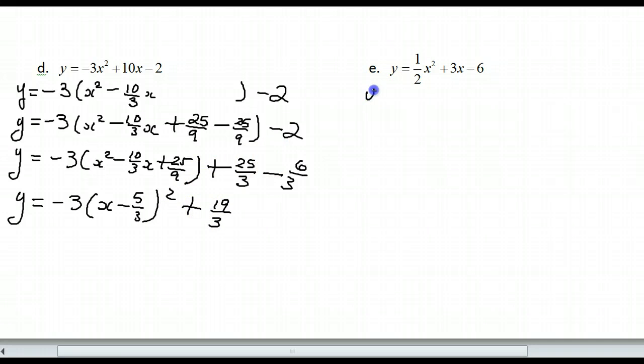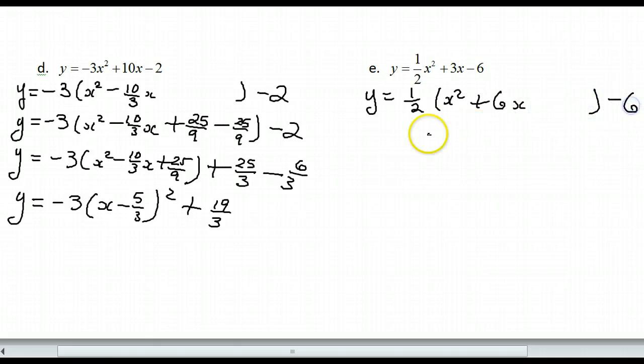Last one. Y equals 1/2 x squared plus 3x minus 6. Okay, now what do we multiply a half by in order to get 3? So, 3 divided by a half will be 6. So plus 6x. Leave some space, minus 6. Equals 1/2. Okay, we're completing the square. Plus 6x. Half of 6 is 3. Squared is 9. Plus 9. Minus 9. Minus 6.